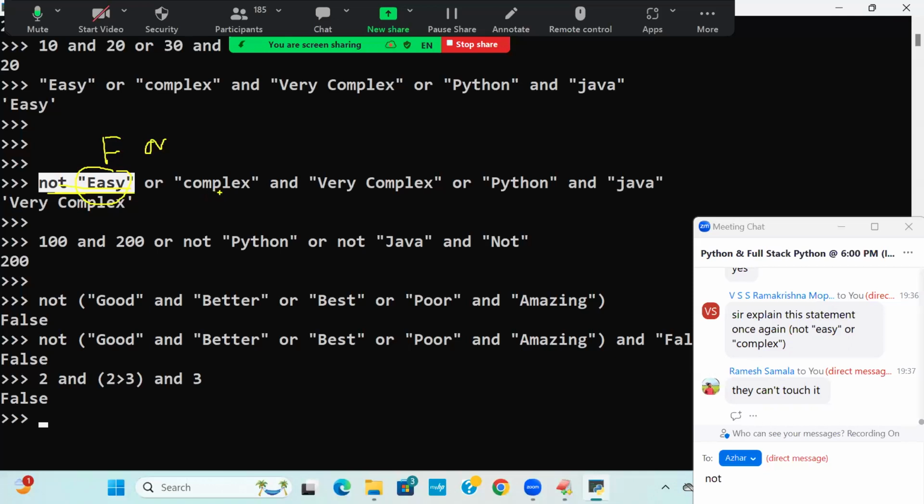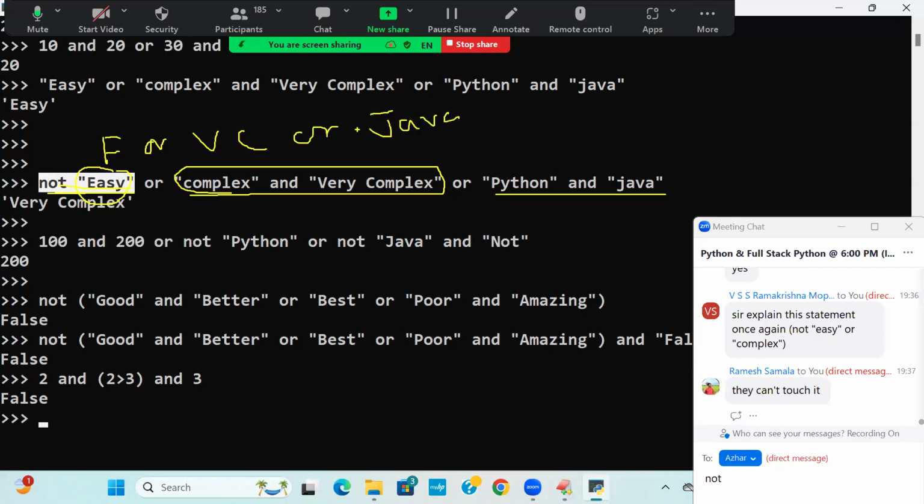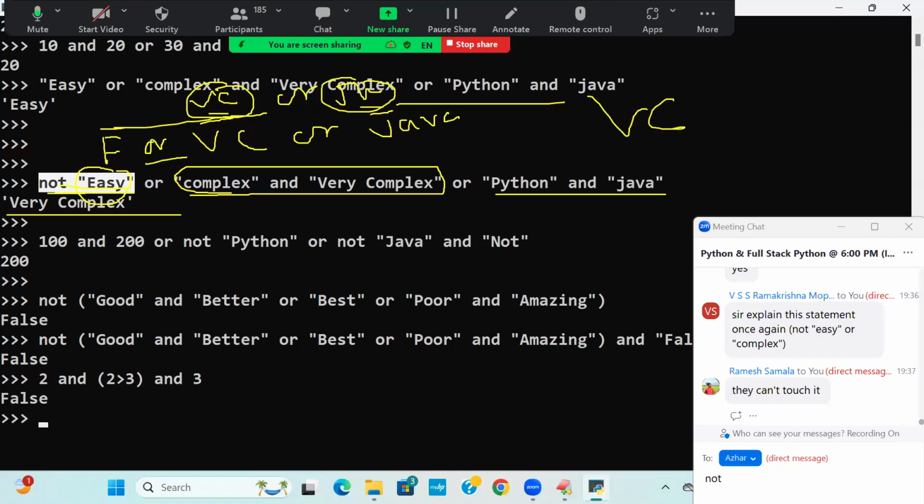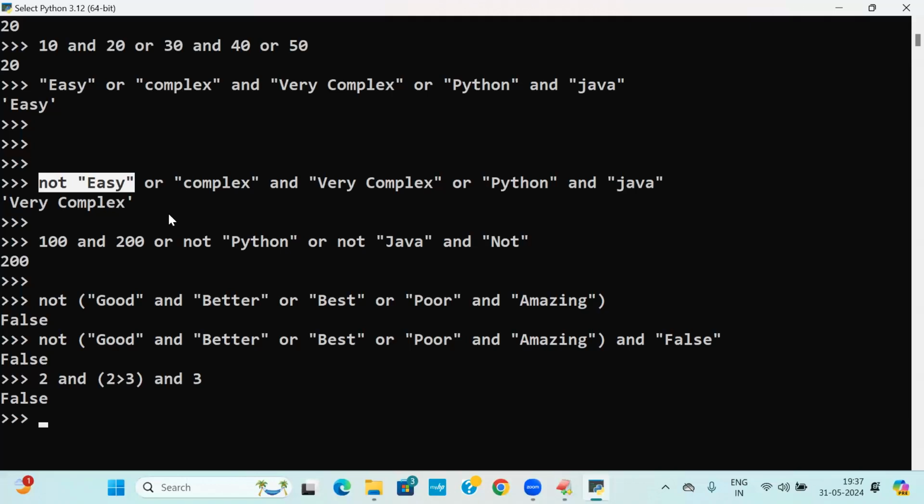First of all, it is coming false. Now, complex and very complex is connected with which operator? And which one will come? Very complex. Here Java is also there. What is the operator I am applying? OR. False, very complex. What is the answer? Very complex because it is true. First one is non-zero, second one is also non-zero. First one is true, second one is true. Very complex is the answer. So Ramakrishna, are you following? Is it clear? Fine.